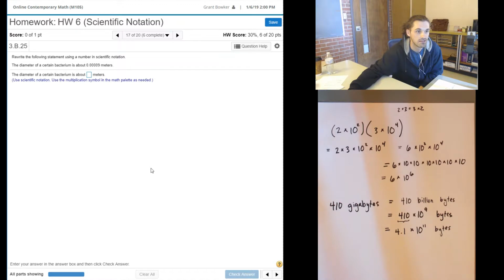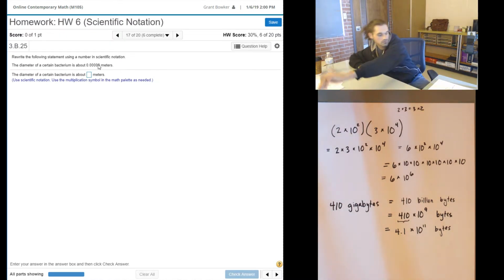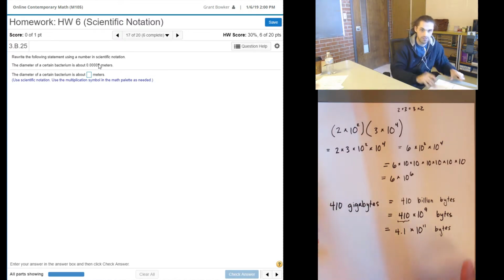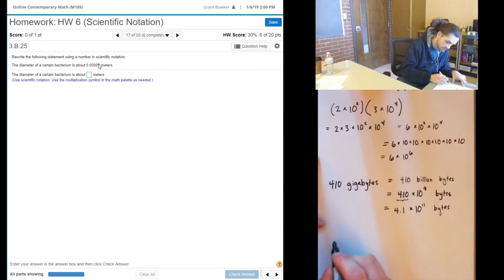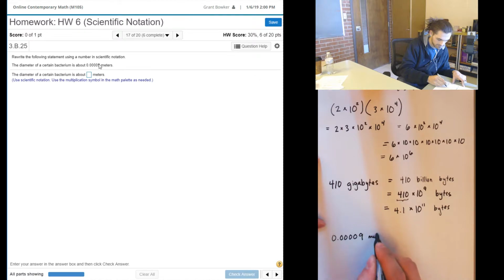All right. The diameter of a certain bacterium is about 0.00009 meters. The diameter of a certain bacterium is about blank meters. Okay, so we need to convert this. How many zeros we got? 1, 2, 3, 4 zeros. We'll just finish it out down here. So we have 0.0000 with 4 zeros followed by a 9. That'd be meters.